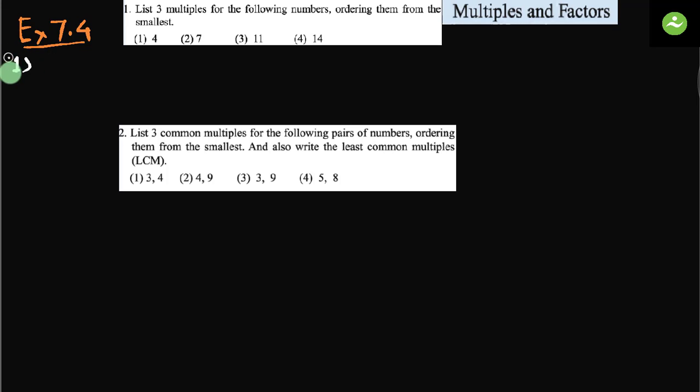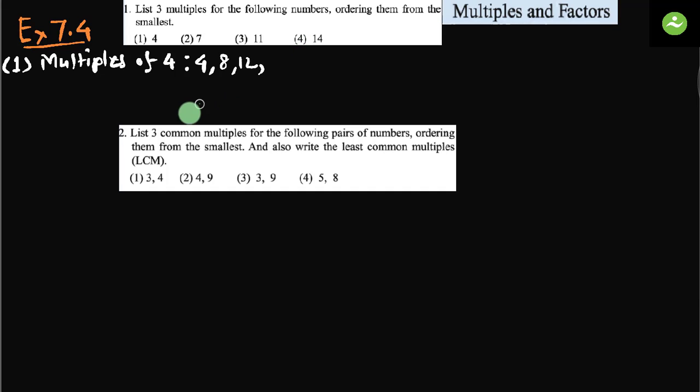Multiples of 4. 4 into 1 is 4, 4 into 2 is 8, 4 into 3 is 12. Now next, we have listed 3 multiples and ordered them from the smallest. We have written 4, then 8, then 12. So it is done. Let's do the last one.